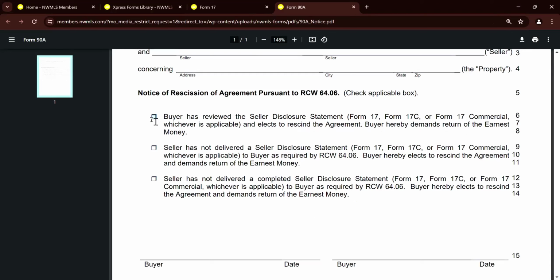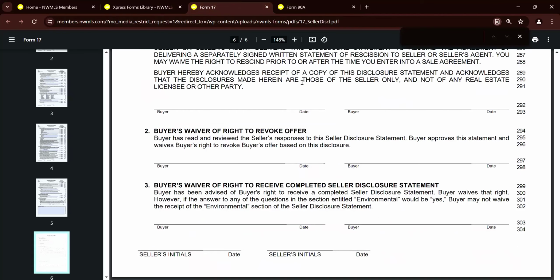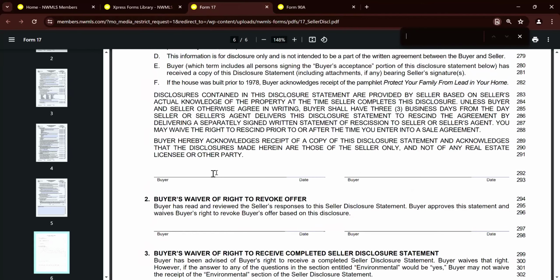So if earnest money was deposited, what other form would go with this? Release of earnest money and the 98. Or wait, no, never mind. So you need this form and a 50. Remember when we went over just a few weeks ago, we did the 50 and the 51? That's when our contracts have language in them that tells you what will happen to earnest money in the event of a party rescinding.